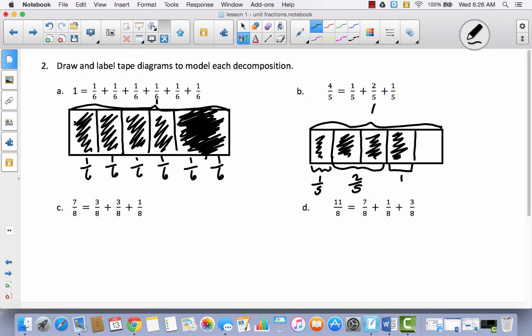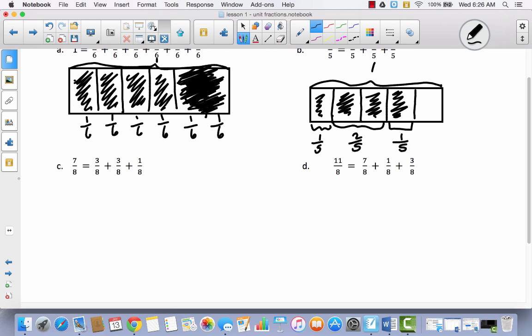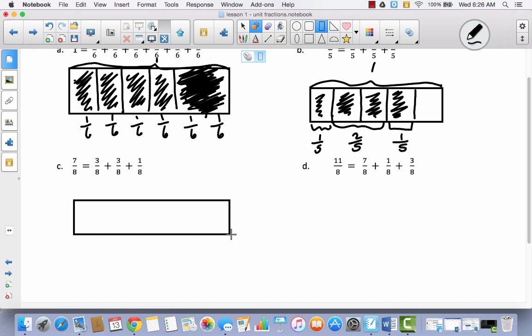Okay, and then 1/5. Okay, see if you can't do C by yourself. I think this is kind of fun getting to draw these tape diagrams. Okay, so let's come over here and let's draw another tape diagram. If you feel like you can do this one by yourself, go for it.